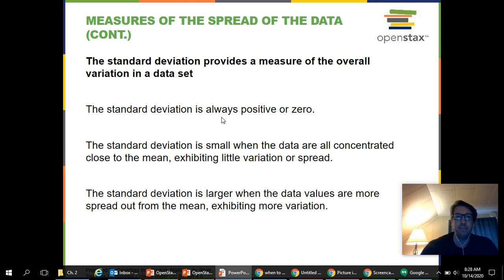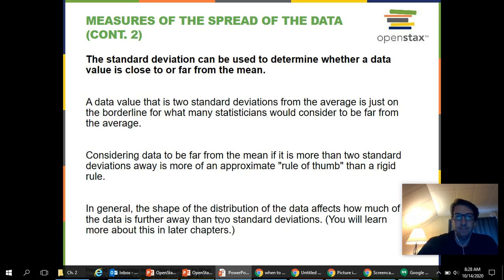Standard deviation is a number that's always going to be positive, or it could be zero. It's small when the data is closely concentrated towards the center or the average, exhibiting little variation or spread, and the standard deviation is larger when the data values are more spread out. So we're going to use this to determine whether our data values are close to or far from the mean.